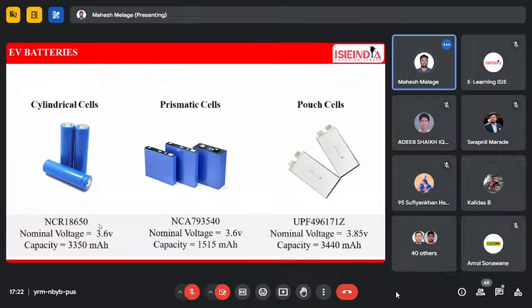The cylindrical cell's nominal voltage is 3.7 volt, and its capacity is 3350 milliampere-hour. In the prismatic cell, the nominal voltage is 3.6 volt and the capacity is 1515 milliampere-hour. In the pouch cell, the capacity is 3440 milliampere-hour. These are the capacities or ratings of these batteries.